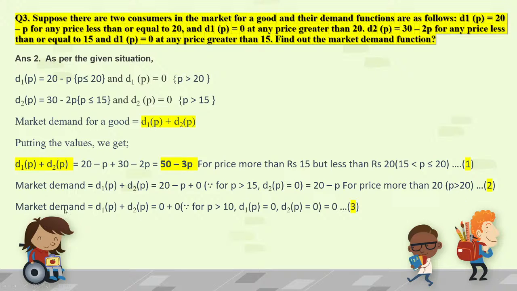Now the third situation. Under the third situation, again we are taking the market demand, the summation of both. Here both become 0, since for a price greater than 20, D1(P) becomes 0 and D2(P) is already 0 from the previous situation. So taking both of them as 0 under this situation, the market demand becomes 0. This is the third market demand function under this scenario.